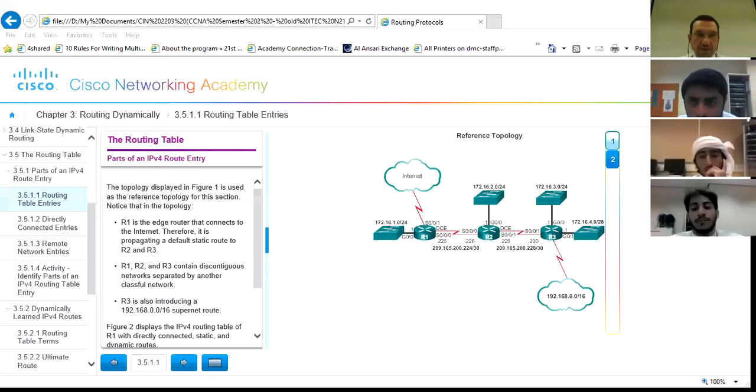Right, so good morning, everyone. Today we're going to cover the routing table. We're going to have a bit more detailed look at the routing table, try to understand how the routing table is built.